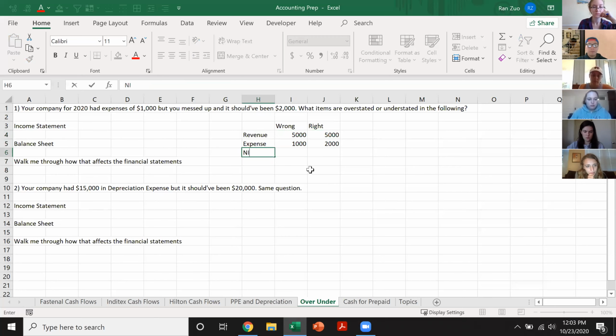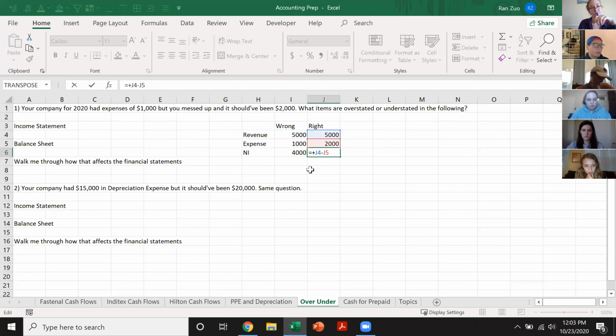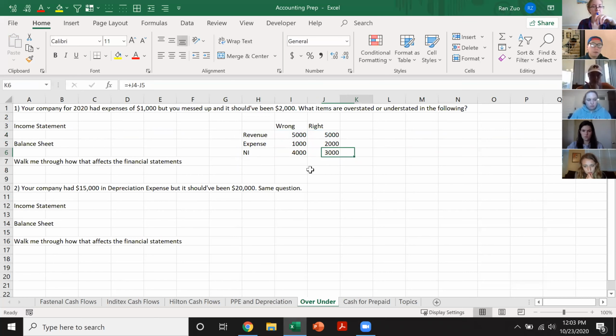So your net income, you said it was 4,000. It should have been 3,000. So you're communicating to your investors, okay, I have $4,000 in net income. Oh, I was wrong, it should have been 3,000. So Lee was right. Your net income is overstated, or was overstated.